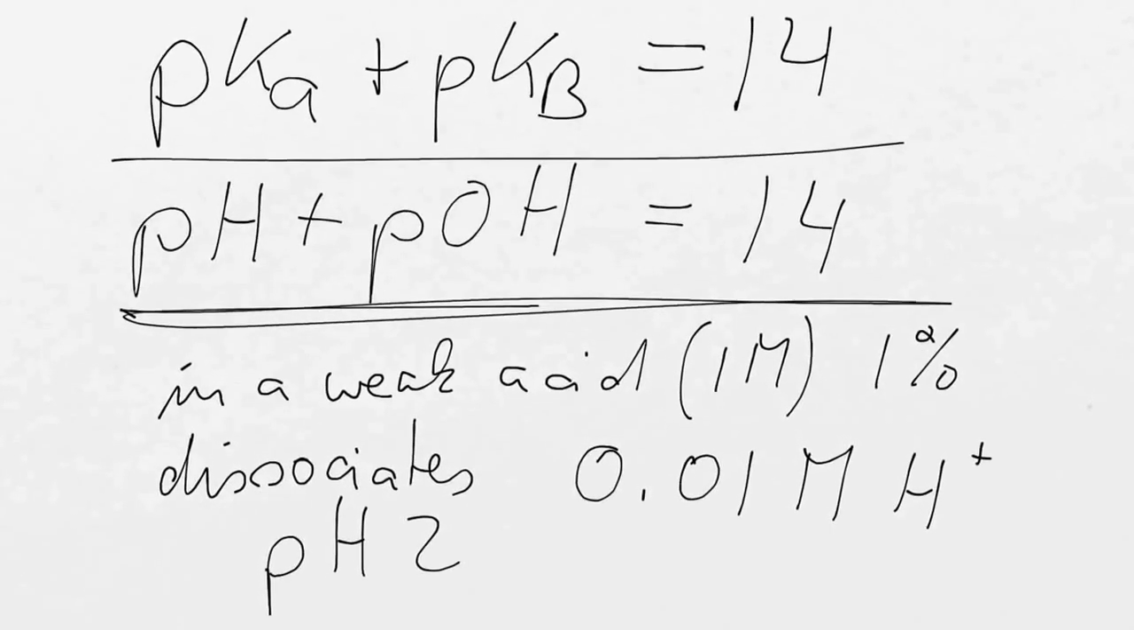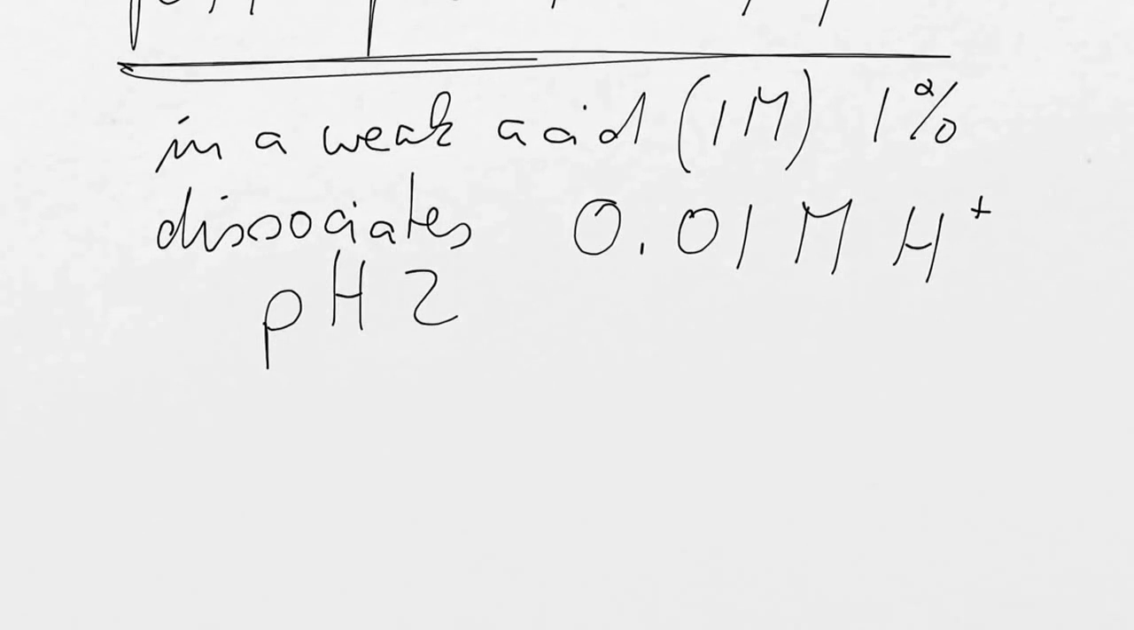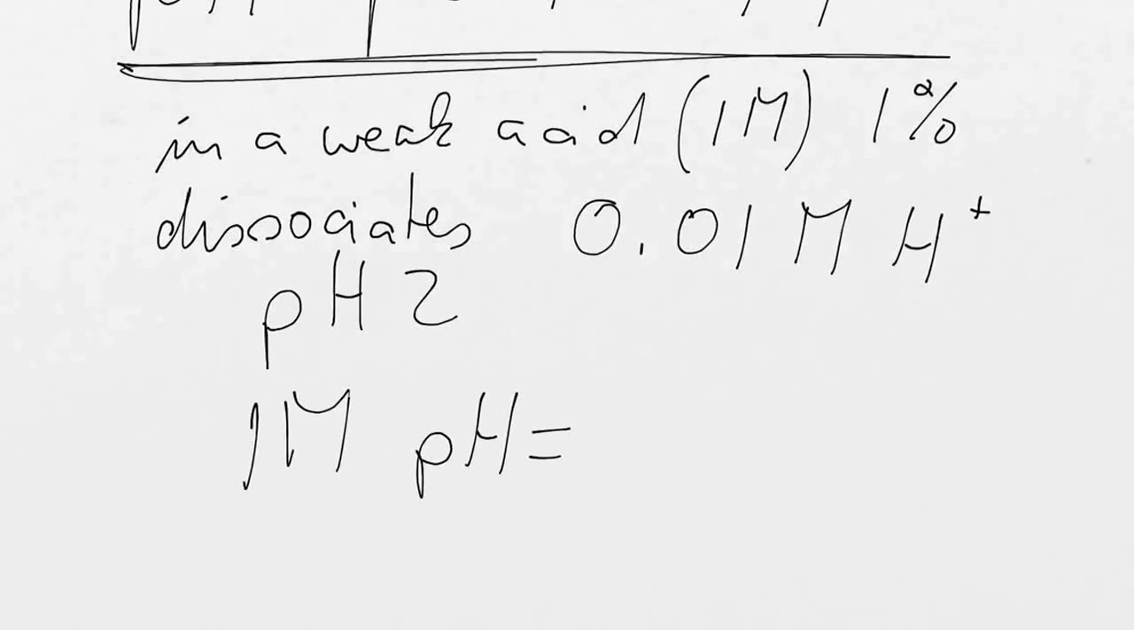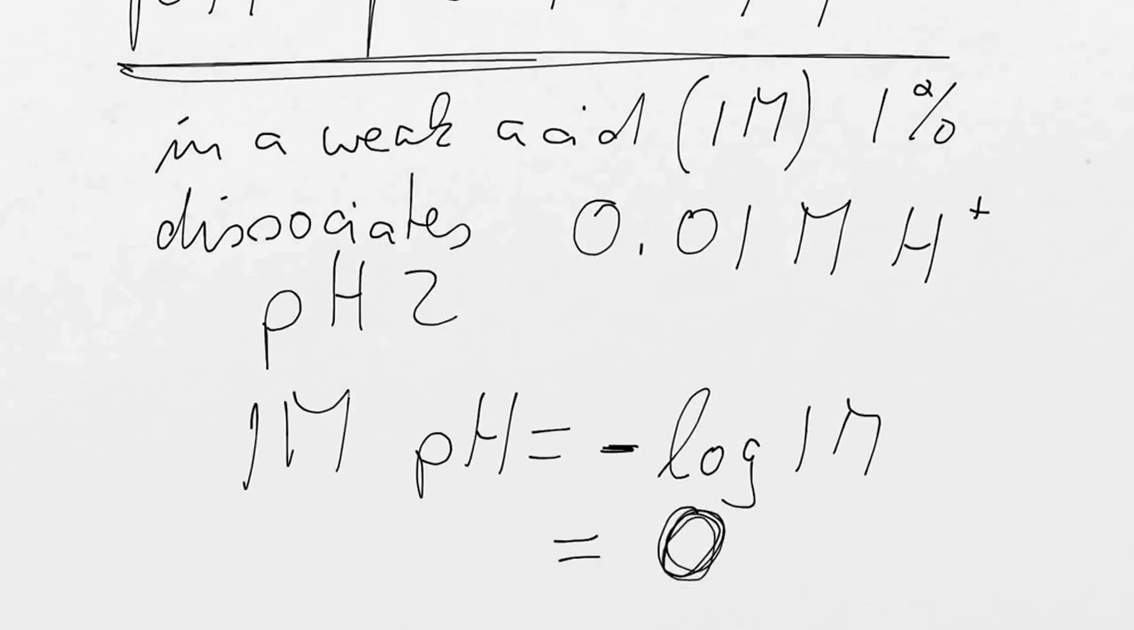Okay, think again. We have a 1 molar acid. What's the pH? Everything dissociates. Remember, minus log 1 molar, so that would be 0. That was if it is a strong acid.